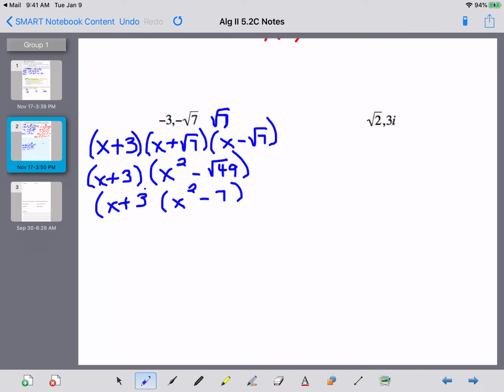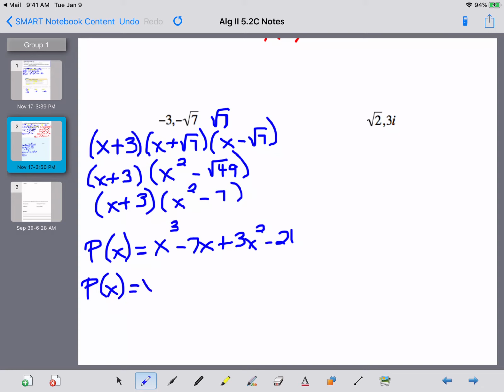So now we can FOIL those two pieces together. So p of x, our final polynomial, x times x squared would be x cubed. Outsides we get negative 7x. Insides we get positive 3x squared. And last term we get 3 times negative 7 or negative 21. Again, we need to put this in standard form. So x cubed plus 3x squared minus 7x minus 21.